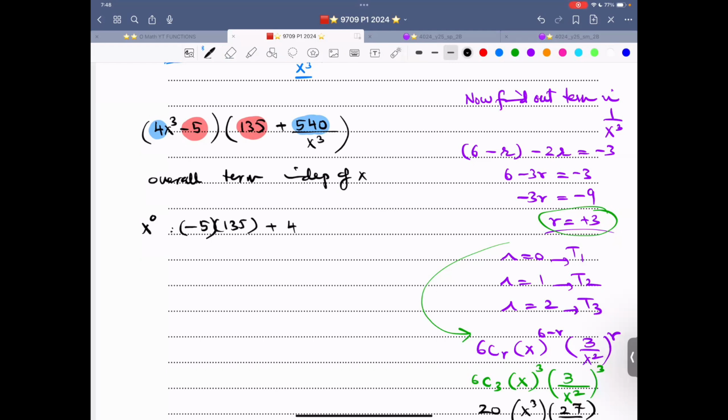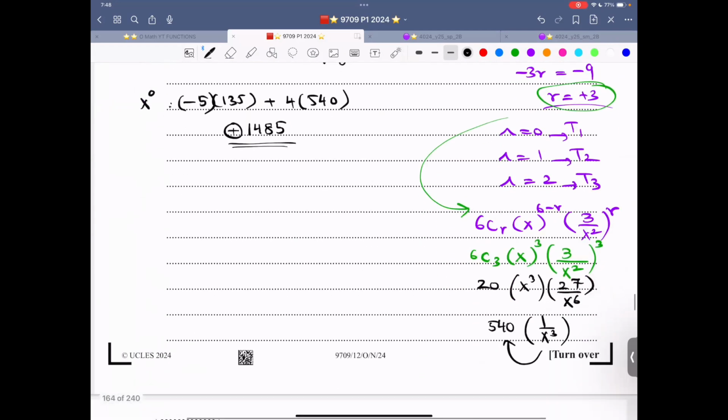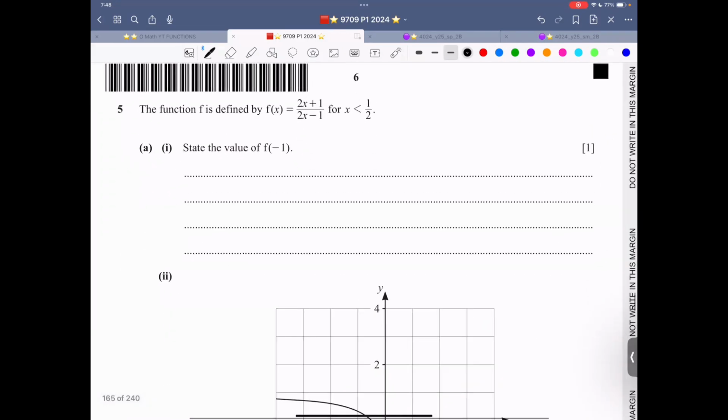And this one is 4 into 540. So therefore, this comes out to be 1485. That is the term independent of x in this expansion. All good, all clear? Question number 5.